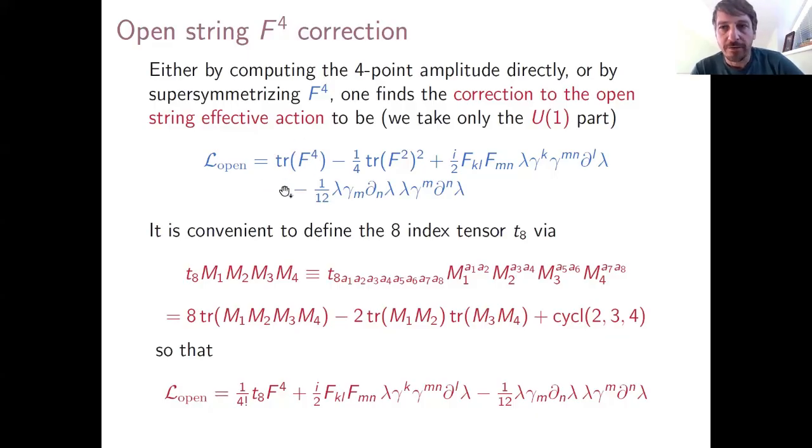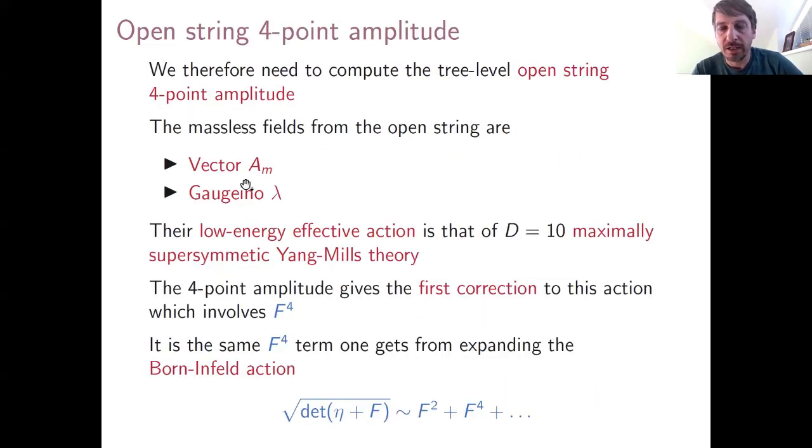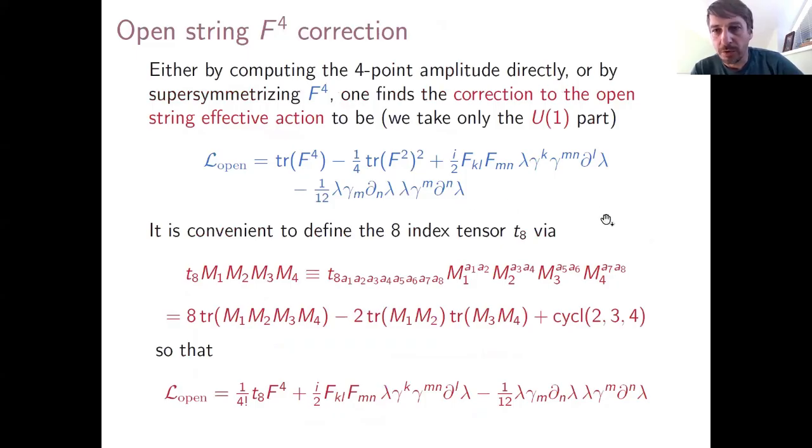You have a trace of F to the fourth. Okay, I'm looking only at the U1 part. Of course, you have a non-abelian gauge field, but to simplify my life, I will look only at the U1 part. You can do it for the full non-abelian one. It looks more complicated, but since we are only interested in the quartic level, the difference will be in higher order, the fifth order and higher terms, and those are not interesting for us. So it's enough to look at the U1 part.